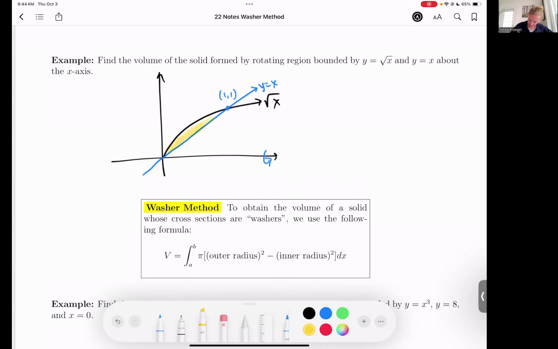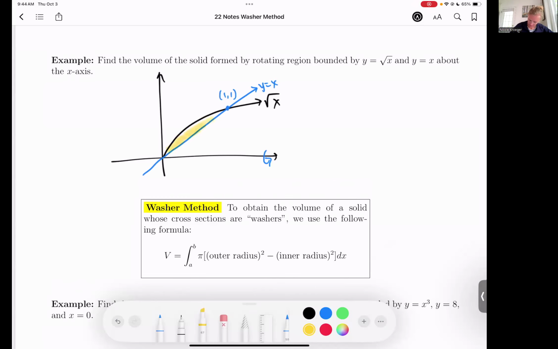So we need to think about what's happening. Again, I'm going to do my slicing perpendicular to the line I'm rotating about. I want to ask myself, what do I get when I rotate that little black line segment about the x-axis? You might believe me that we're going to get a little washer here where the yellow part is. If you don't believe me, let me try and show you how this would work with another demo here.